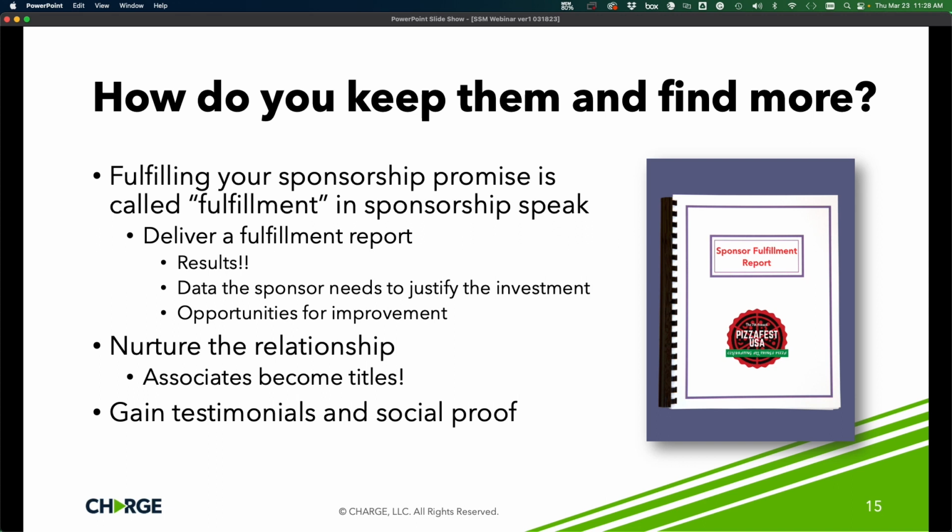Now, finally, something that can help you find more sponsors by having sponsors is using testimonials and social proof. It's quotes and case studies and all those things from existing sponsors that you can demonstrate to people you're having conversations with that, look, here's the proof that I'm a good value as a sponsorship property. Look at what our other sponsorships say about working with us.